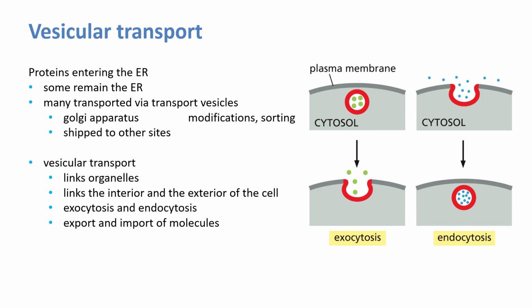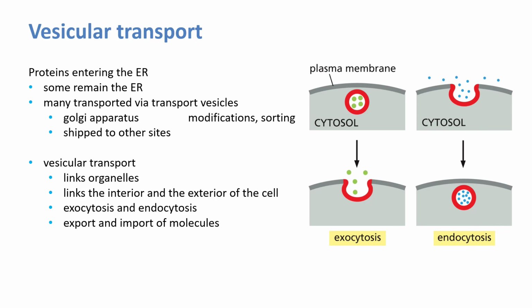So what is it that we mean by vesicular transport? Well, this kind of transport involves the use of membrane-bound vesicles, and the membranes of these vesicles are capable of fusing with other membranes. So fusing with the membrane of the endoplasmic reticulum, of the Golgi, of lysosomes, and indeed with the plasma membrane itself. What this is able to do is not only link organelles by allowing their membranes to fuse, but also it can link the interior of the cell with the external environment.